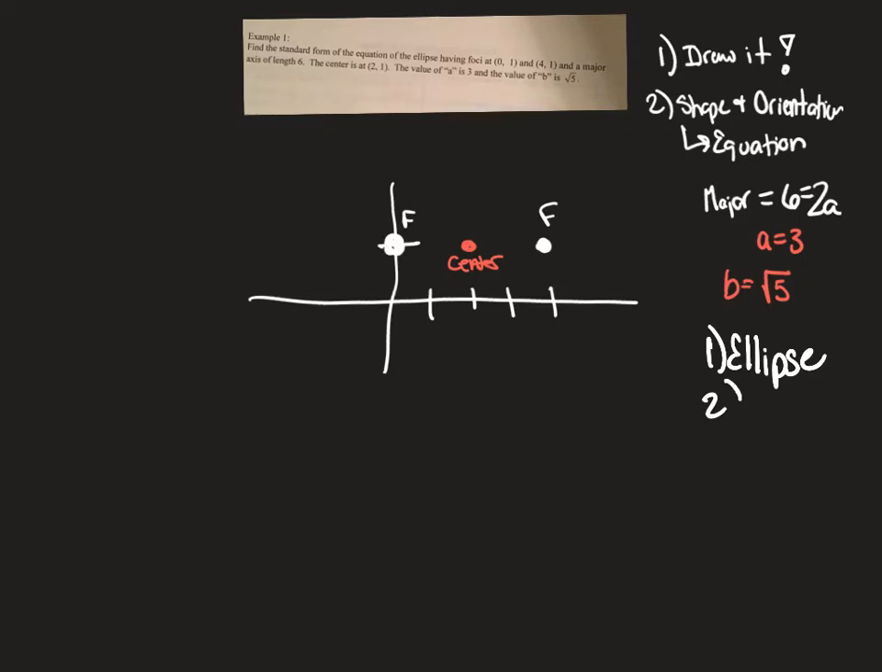And number 2, because my foci are going sideways, my vertices are going to go sideways too, because remember the foci and the center and the vertices all are on a straight line together. So I'm an ellipse, and I am sideways or horizontal.